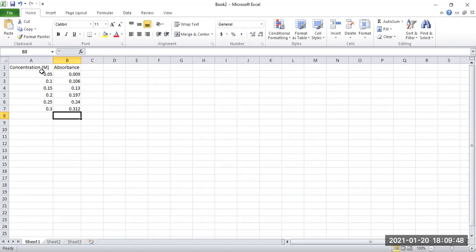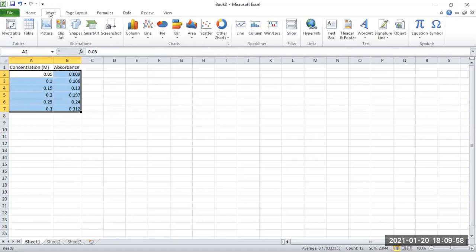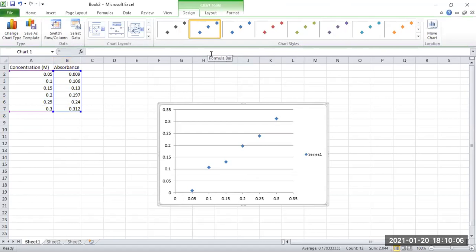So I'm going to graph my data, and I'm going to choose the one that doesn't have the lines. So insert, scatter, and this time I'm going to choose the very first one. Now I've got a graph, and it has my dots displayed, but there's no line yet. It also, of course, has no labels.